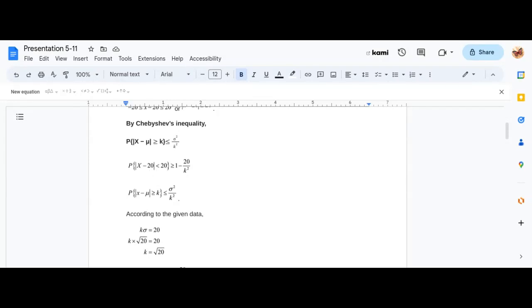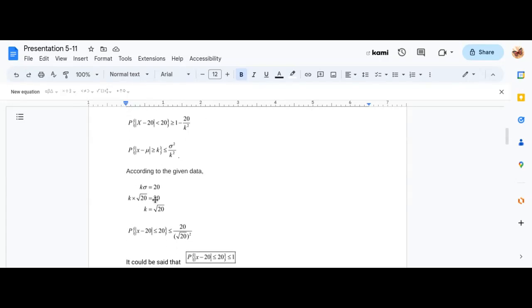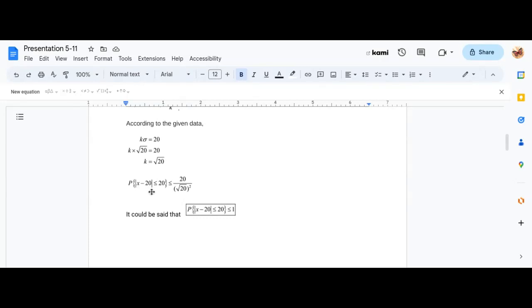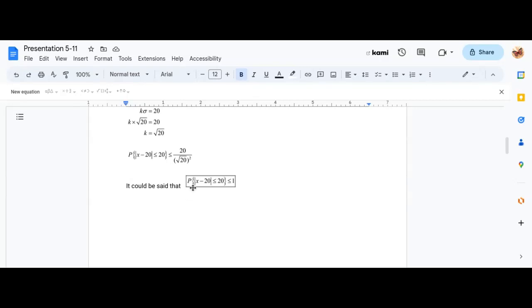So the probability of the absolute value of X minus 20 less than k is greater than or equal to 1 minus 20 over k squared. So the variance equals 20, and k times the square root of 20 is 20, so k equals the square root of 20. The probability of the absolute value of X minus 20 less than or equal to 20 is greater than or equal to 1 minus 20 over the square root of 20 squared, which can be said that the probability is less than or equal to 1. Okay, so the upper bound is 1.